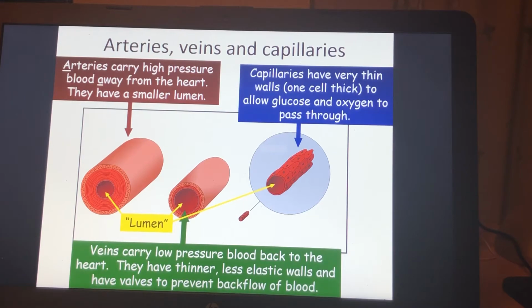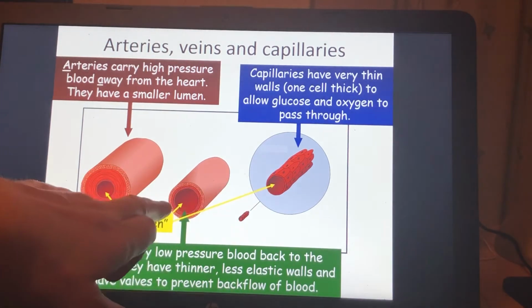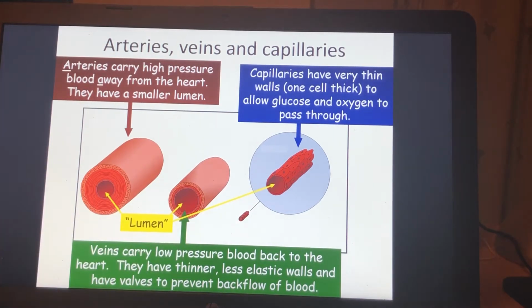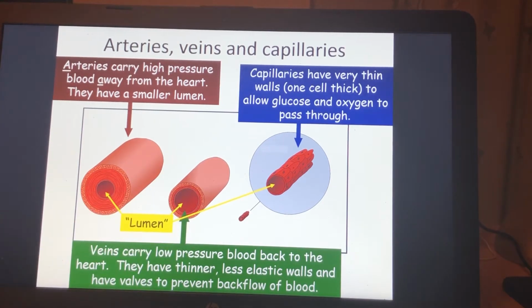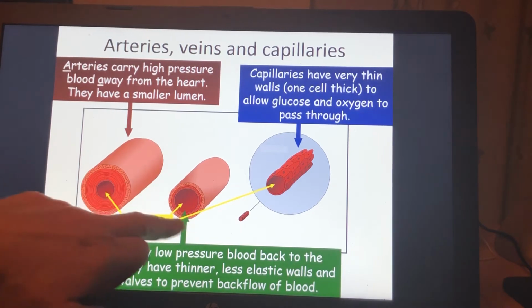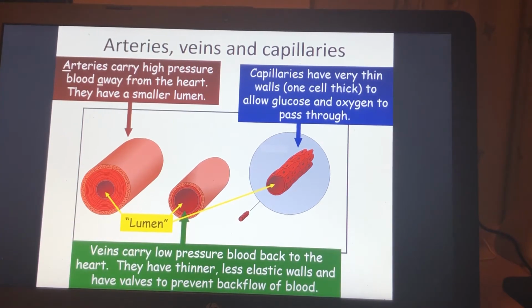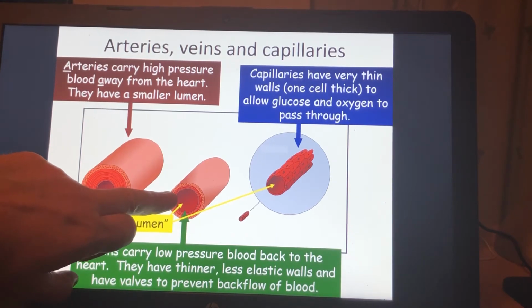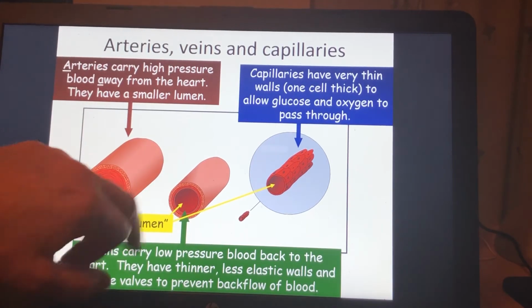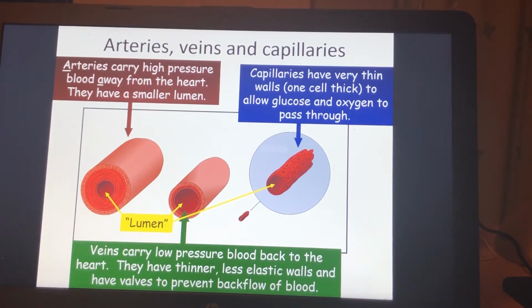The veins take the blood from the capillaries. The blood is slowed down a lot. It's not under high pressure anymore, so these veins don't need to have thick muscle or lots of elastic fibres, so their walls are much thinner. They have a structure called valves, which we'll look at in a moment, because the problem is that there isn't high pressure and there's a tendency for the blood to sort of fall backwards, and so valves will help prevent that from happening.